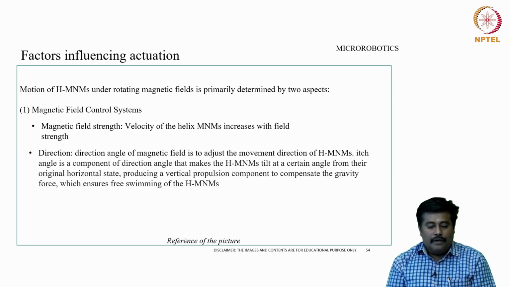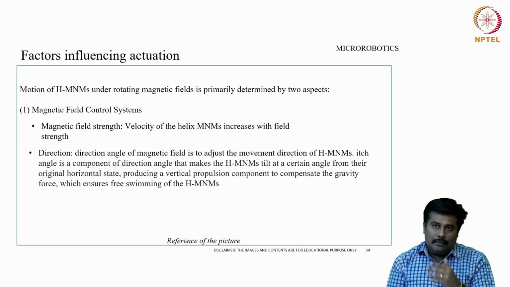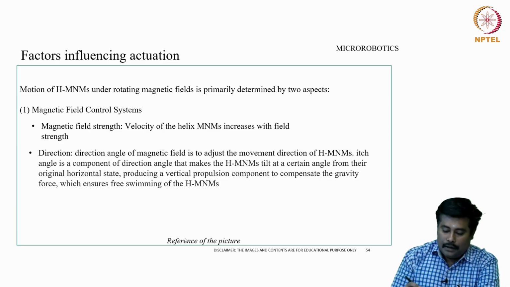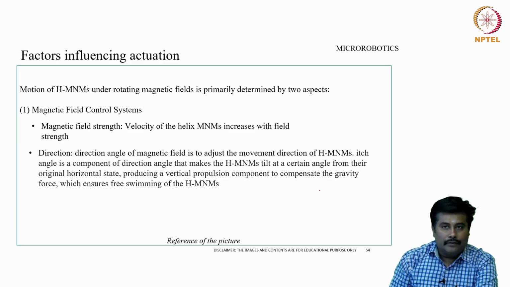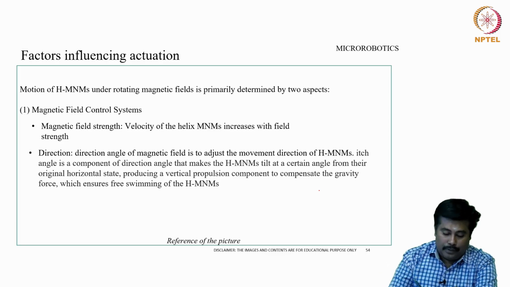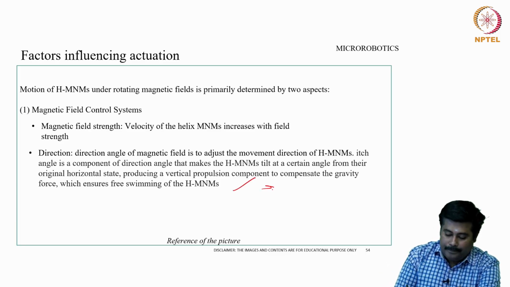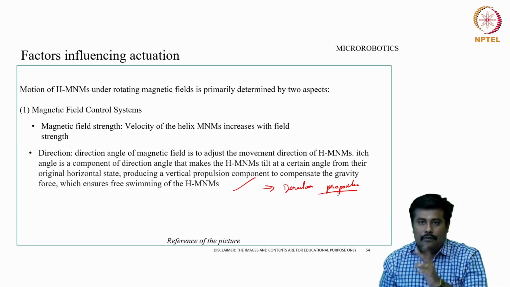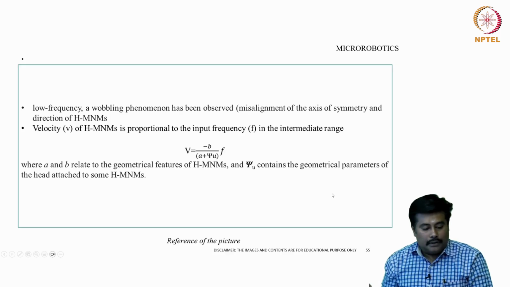The direction angle of the magnetic field adjusts the movement direction, and its angle is a component of the direction angle that makes the helix tilt at a certain angle from its original horizontal state, producing a vertical propulsion component to compensate for the gravity force, which ensures a kind of free swimming. So, ideally the direction is related to the propulsion, and the reverse and forward strokes of the propulsion will have an impact on the direction.